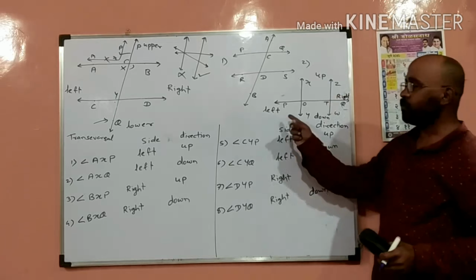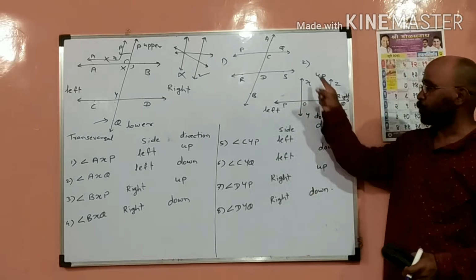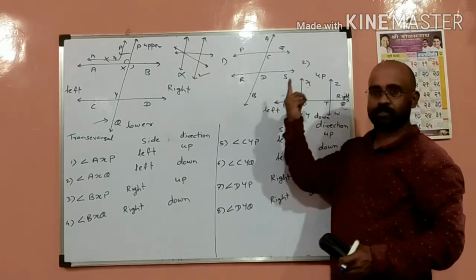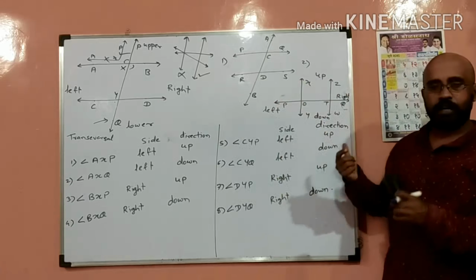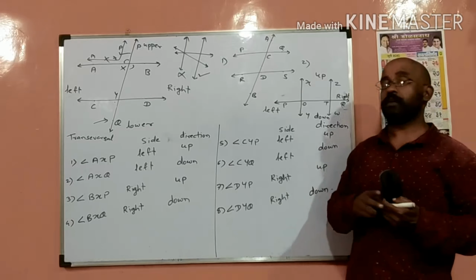Similarly, you just write the 8 angles created by PQ on XY and ZW, their sides on the transversal and directions on the transversal. And students, please, everyone submit.